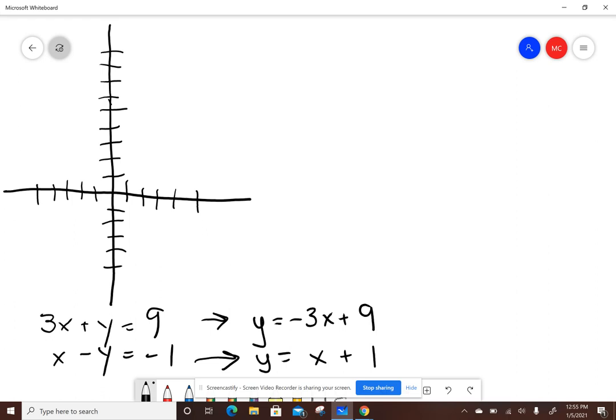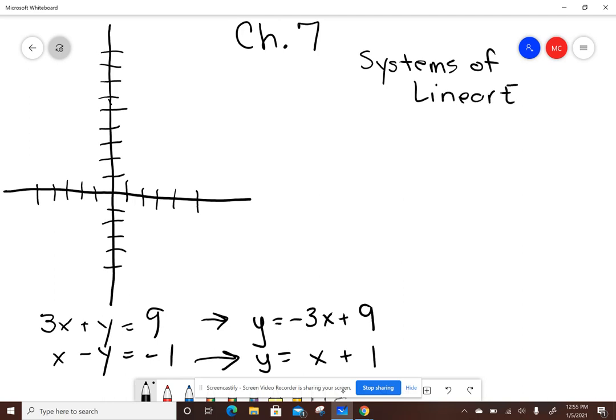Okay, we are going to have an overview right now of Chapter 7. So you should have your Chapter 7 packet. And Chapter 7 is solving systems of linear equations. Now, a system of linear equations is two or more equations involving the same variables.